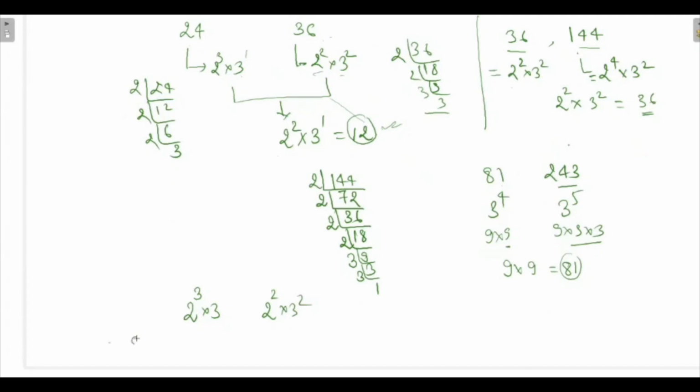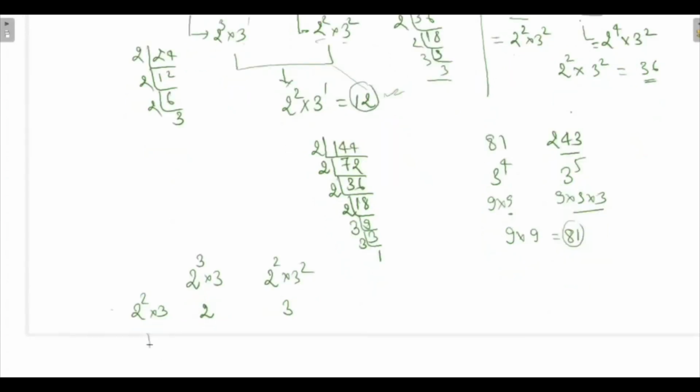So if I take 2 square into 3 common, what I'll be left with here is basically 2, and what I'll be left with here is basically 3. So this is how we understand. I cannot take anything more common over here. Okay, so in this case the highest common factor was 2 square into 3, and it divided 24 in 2 times, while it divided 36 in 3 times.